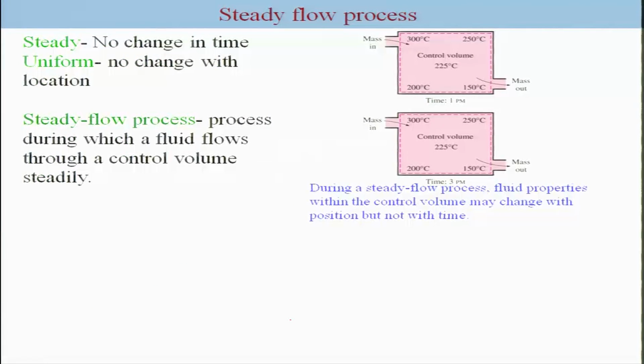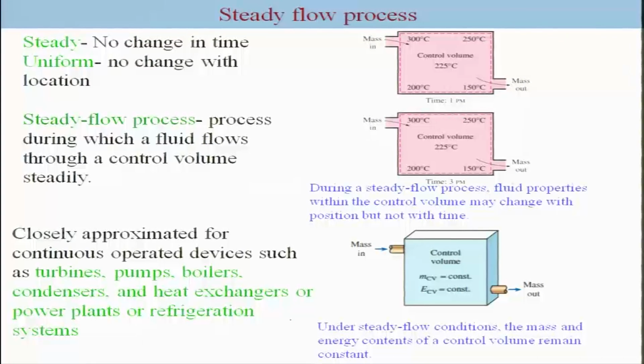In addition to these processes, we have conditions where flow is being considered, with many examples of such processes: turbines, pumps, boilers, condensers and so forth. Now, for such a system, when the process has reached a steady flow, which means there is no change in time of the properties, this is called a steady flow process. So, a steady flow process is a process during which a fluid flows through a control volume steadily. In addition to that, there is something called uniform. Uniform means no change with location. So, a steady flow process need not mean a uniform process.